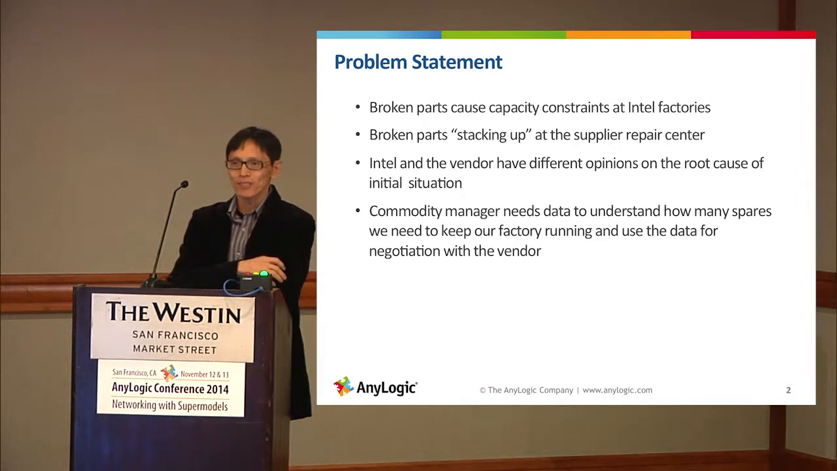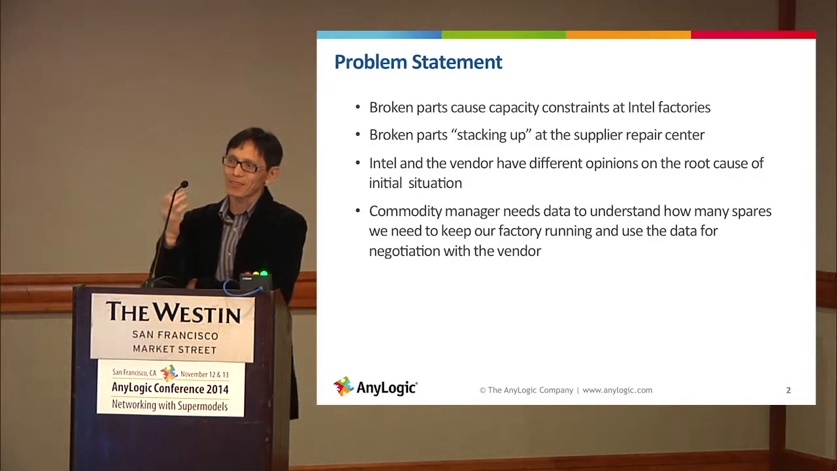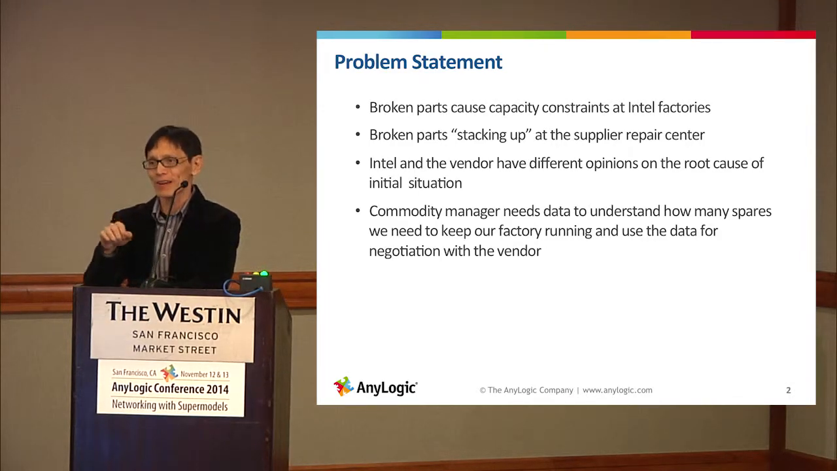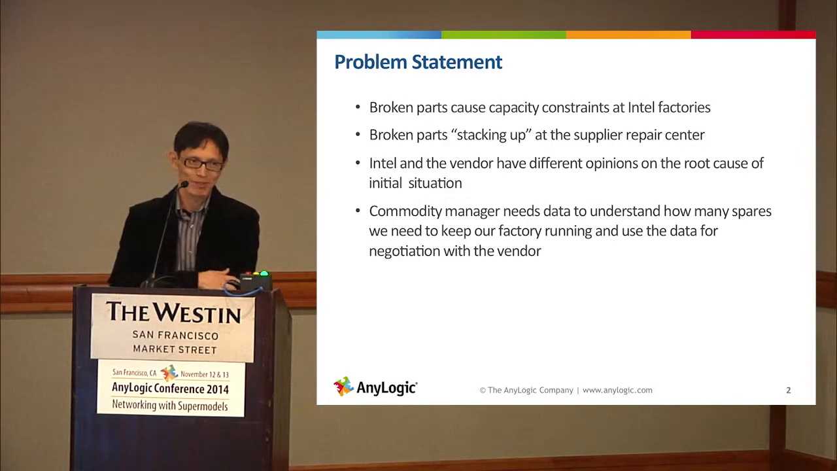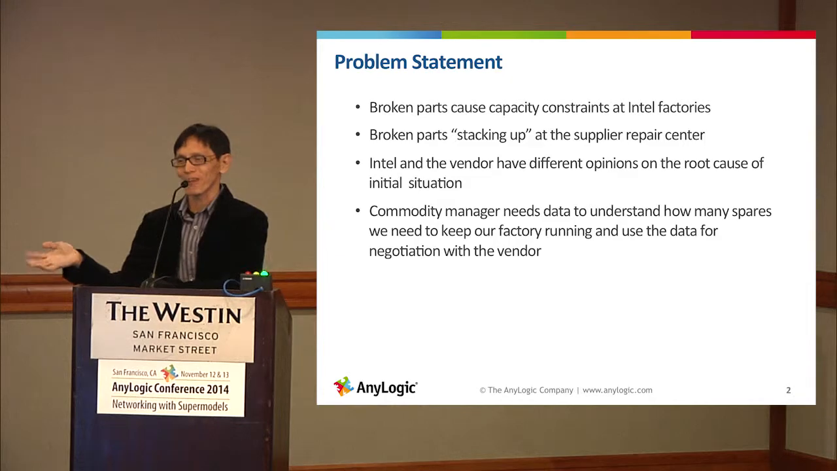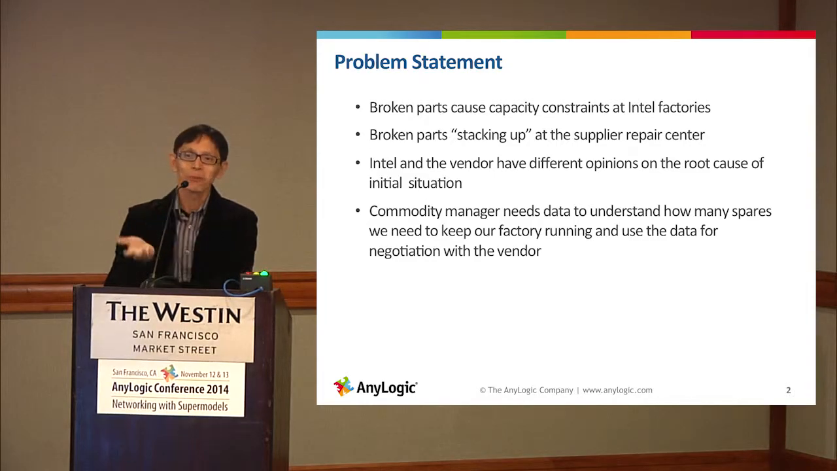The commodity manager and the vendor are working closely together to fix the problem, but they don't seem to be able to agree on what the root cause is and what the solution should be. So the commodity manager approached us and said, this is an urgent request. We have a meeting with the supplier next week. Can you just create some model and provide us some data to help us negotiate with the supplier? So that's where we got involved in this situation.